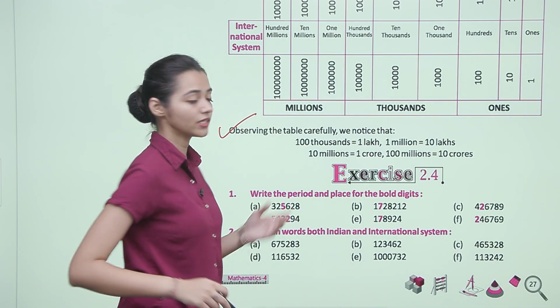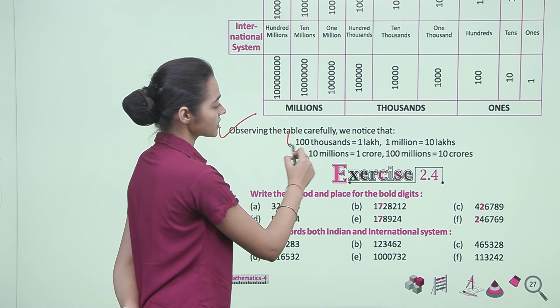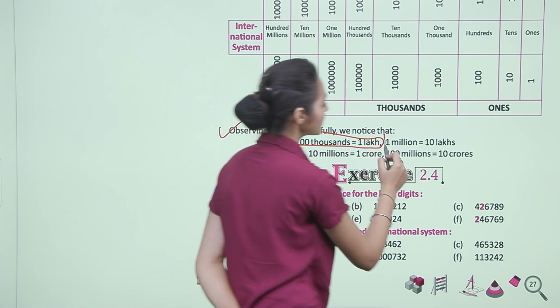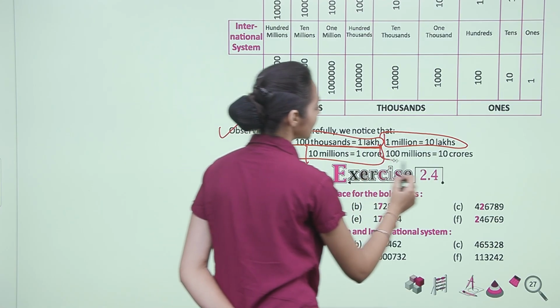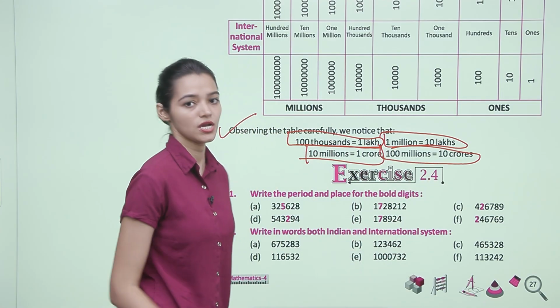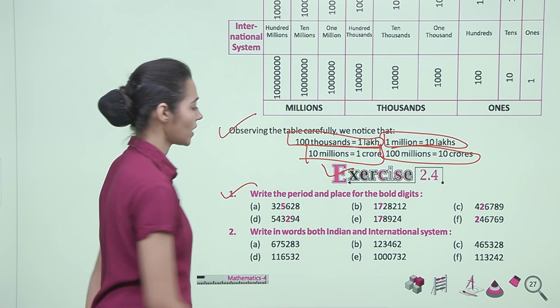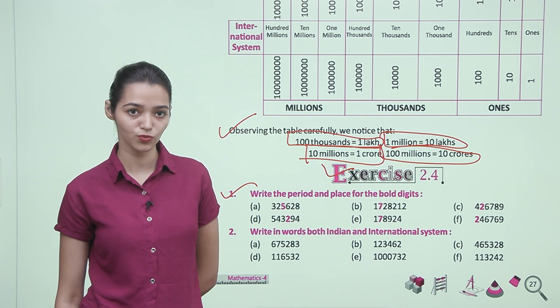Now observing the table carefully, we know that 100,000 is equal to 1 lakh, 1 million is equal to 10 lakh, 10 million is equal to 1 crore and 100 million is equal to 10 crore. Now let's start with exercise 2.4. In the first part we have to write the period and place for the bold digits.